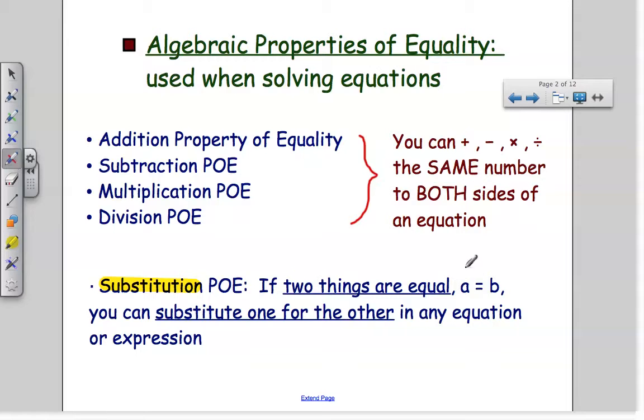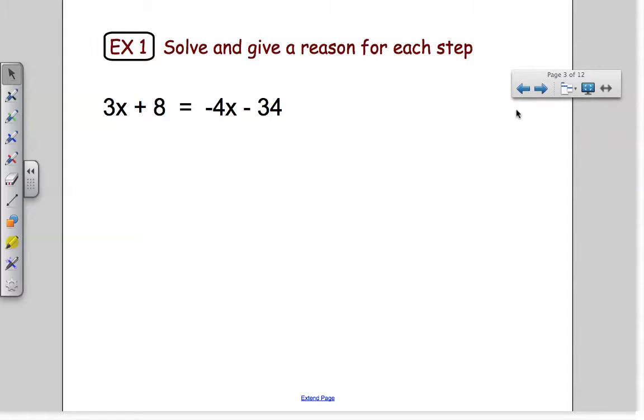Quick example of that, if you knew that x equals 4, then let's say you had to do 3x plus 2. Now that you know that x is equal to 4, instead of x you could put 4, and you would do 3 times 4 plus 2, and you would figure out what that was. So that is substitution PO if you're plugging in one thing for another. So you have addition PO, subtraction PO, multiplication, division PO, saying you can add or subtract or multiply, divide, same number both sides, substitution, plugging one thing for another when you know they're equal.